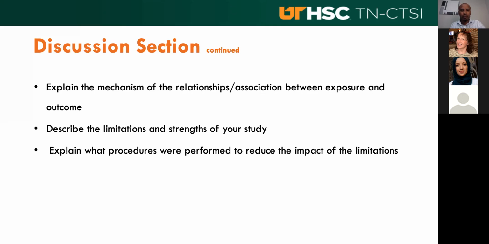So you have to specify the strengths of your studies. The order in which the limitations and strengths appear is a personal choice. Sometimes people put the limitations first and then the strengths. Other times people put the strengths first and then the limitations, but they usually appear in about the same paragraph. And explain what procedures were performed to reduce the impact of limitations, if possible.